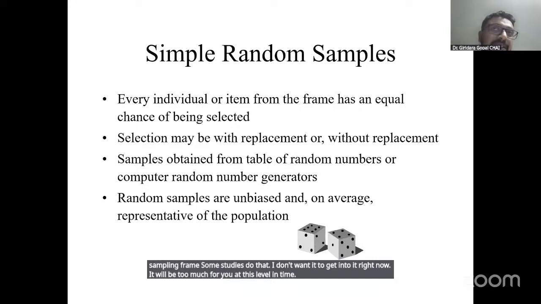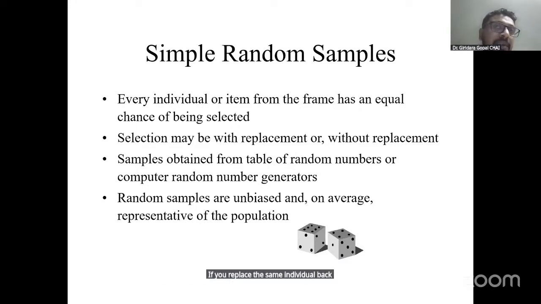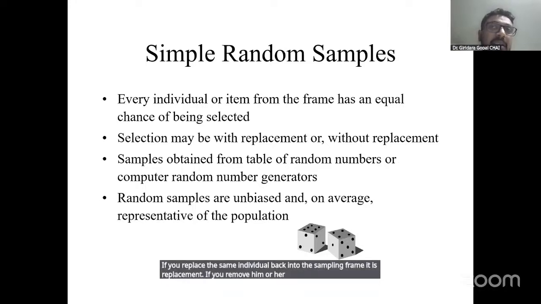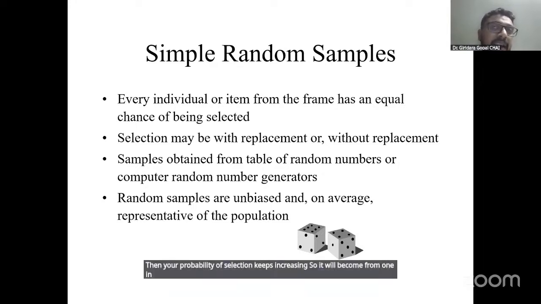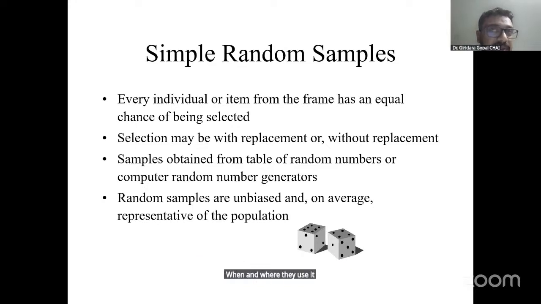If you replace the same individual back into the sampling frame, it is replacement. If you remove him or her from the sampling frame, then your probability of selection keeps increasing. So it will go from 1 in 100 to 1 in 99, 1 in 98, 1 in 97, 1 in 96. It keeps changing until you achieve your sample size. But if you keep replacing, it will always remain 1 in 100. When and where they use it, I think it is beyond your scope.